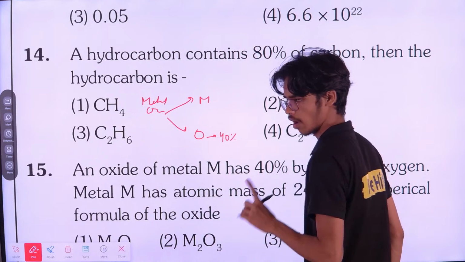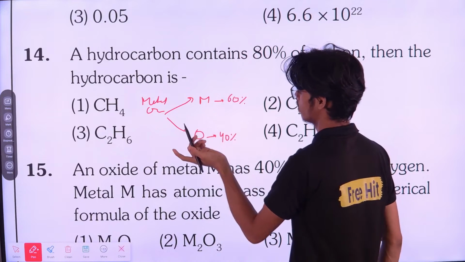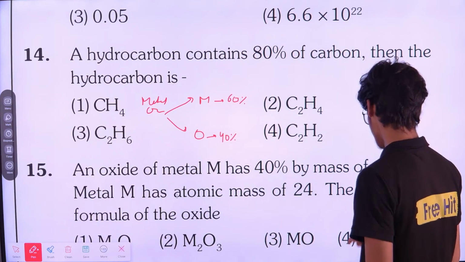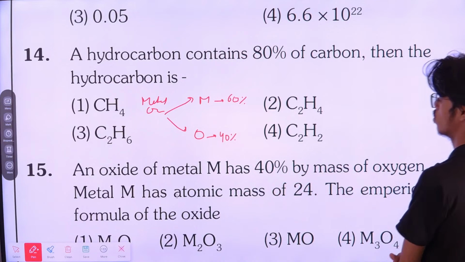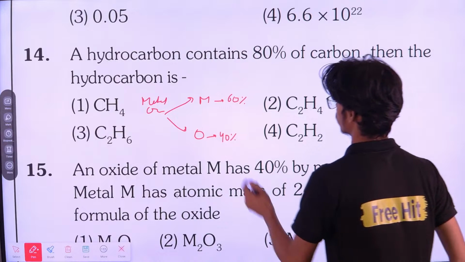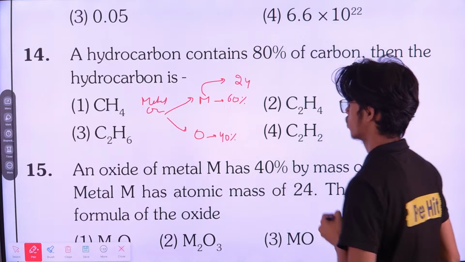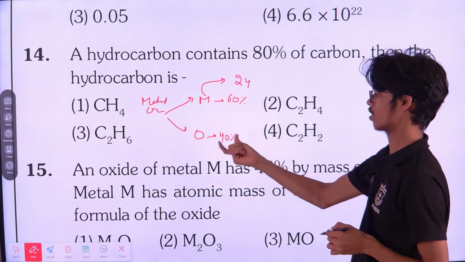Okay, got it? And obviously this metal will be 60%, rest of it 40%, this will be 60%. And it is saying that the metal M has atomic mass of 24. So metal M is having an atomic mass of how much? This is 24. Got it? So 24 is constituting 60%. Then how much should this oxygen constitute?